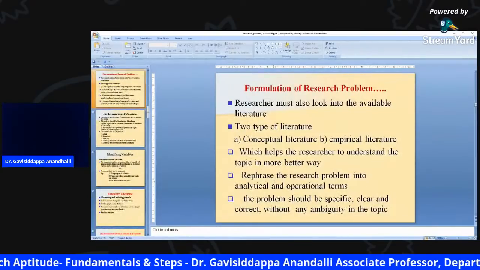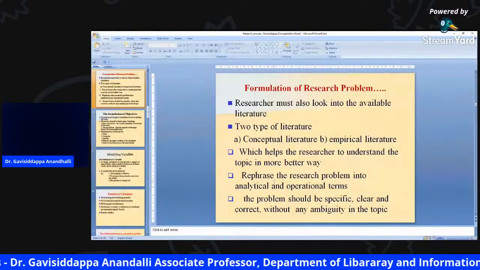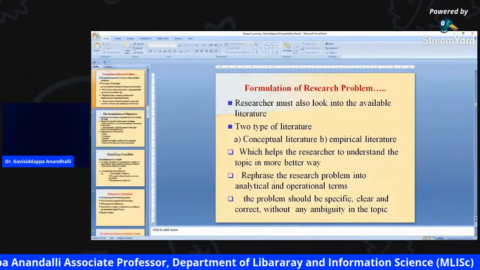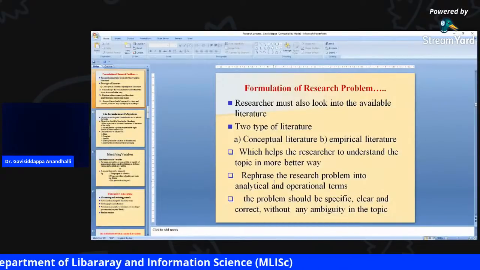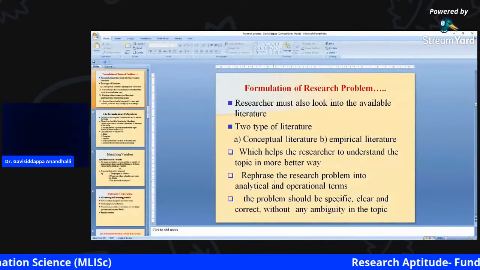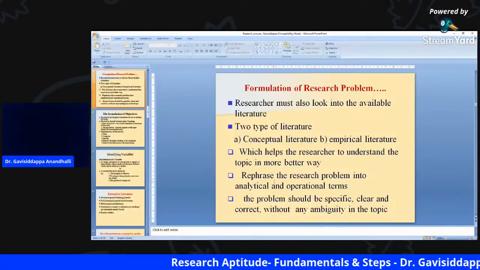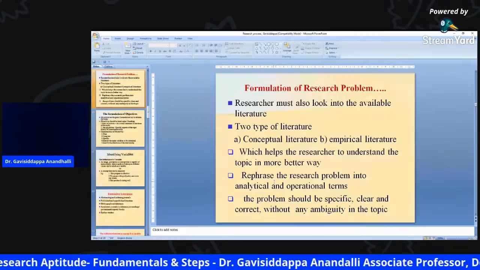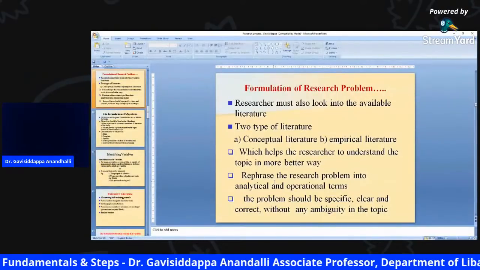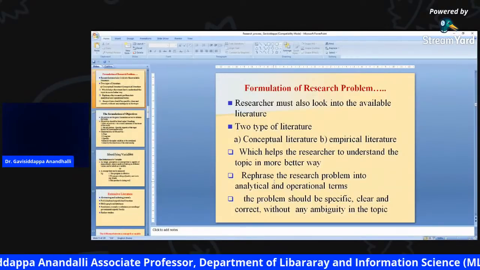So formulation of research problem means what? As I already explained, the formulation is the process of converting the selection of the research problem into a researchable one. It is the process of translating the research topic into a researchable one. The researcher must also look into the available literature. Okay, once you've taken the topic, at that stage you don't have any knowledge about the topic.